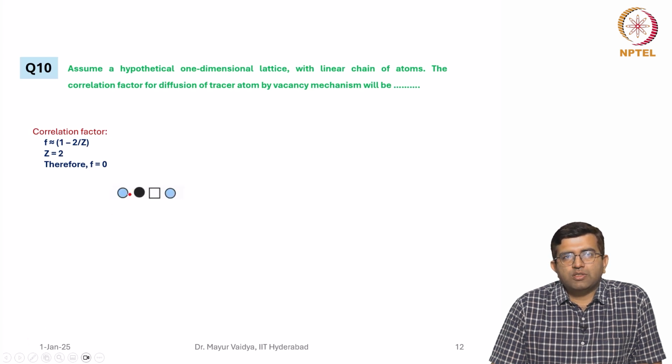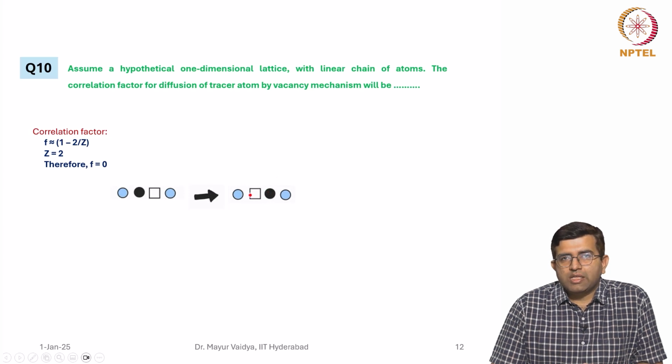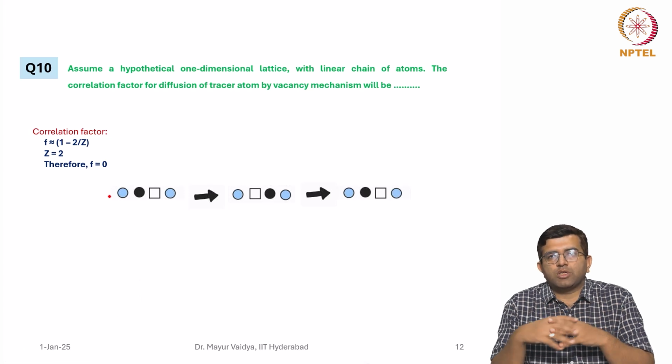So, we can illustrate, suppose this is a linear chain of atoms. For simplicity, I have just put 4 atoms. This is a tracer atom and a vacancy. Now, let us say it exchanges its position. So, now the vacancy will come here and the tracer atom will come here. Now, because it is a linear chain and it cannot move in any other direction, immediately it goes to the vacancy which is next to it, in the reverse direction. So, it will keep on doing like that. Therefore, you have no net displacement, the correlation factor comes out to be 0.